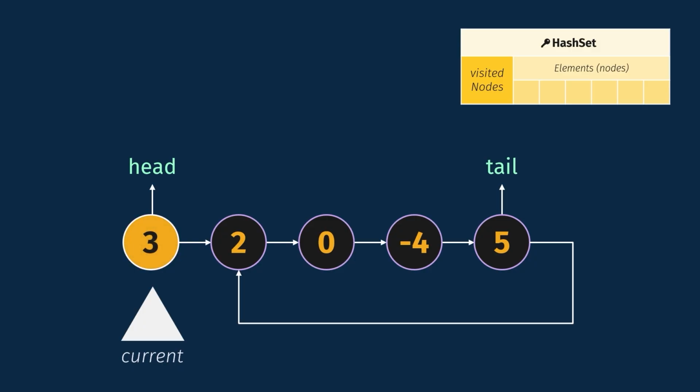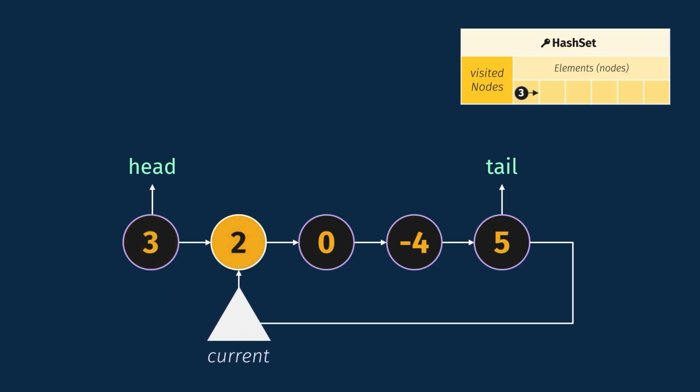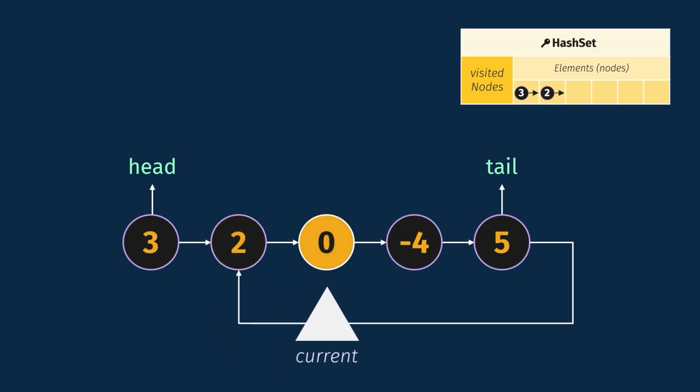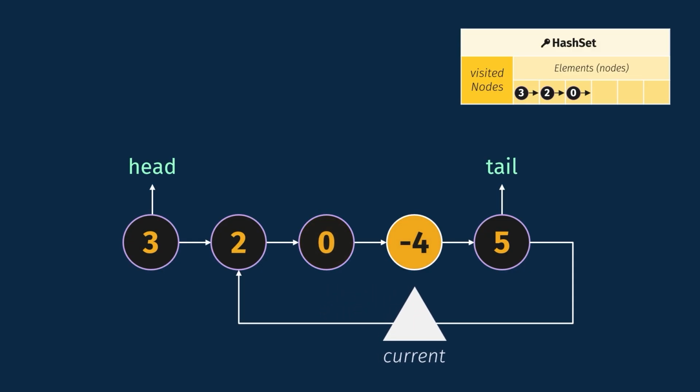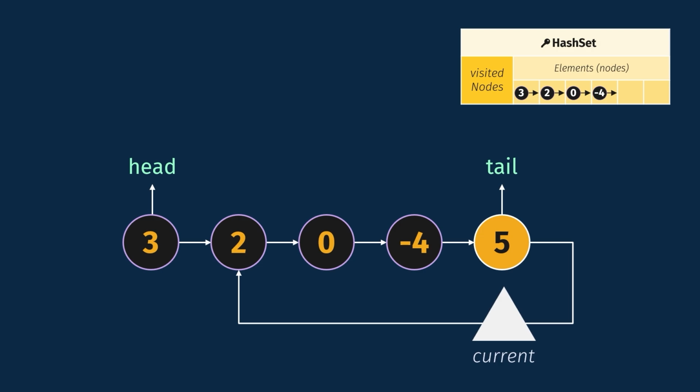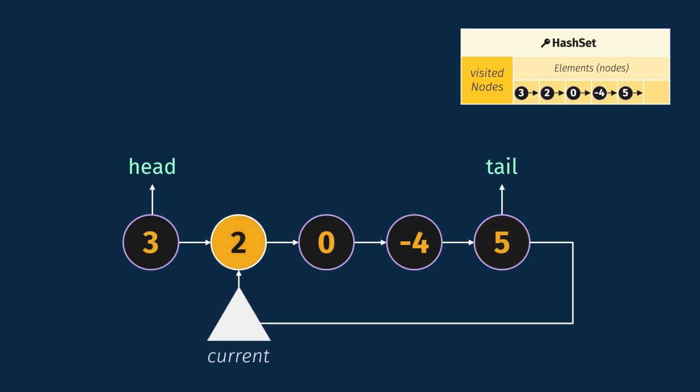It is not in the set, so we add it and move to the next node which has value 2. Node 2 is also not in the set, so we add it and move to the node with value 0. Same with 0, it is new, so we add it and proceed to -4. -4 is also new, so we add it and move to the node with value 5. Node 5 is not in the set either, so we add it and follow the pointer to the next node.